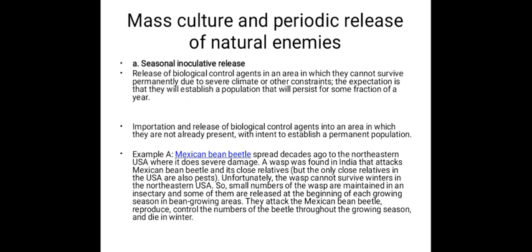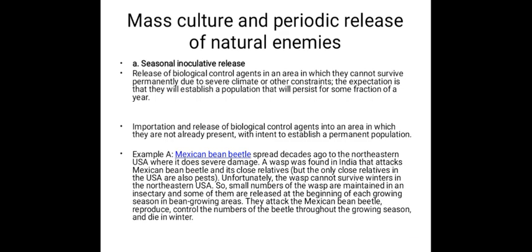Example: a Mexican bean beetle spread decades ago to the northeastern USA where it does average severe damage. A wasp was found in India that attacks Mexican bean beetle and its close relatives, but the only close relative in the USA are also pests. Unfortunately, the wasp cannot survive winters in the northeastern USA, so a small number of the wasps are maintained in an insectary and some of them are released at the beginning of each growing season in bean growing areas. They attack the Mexican bean beetle, reproduce, control the numbers of the beetle throughout the growing season and die in winter. So that's about mass culture and periodic release of natural enemies.